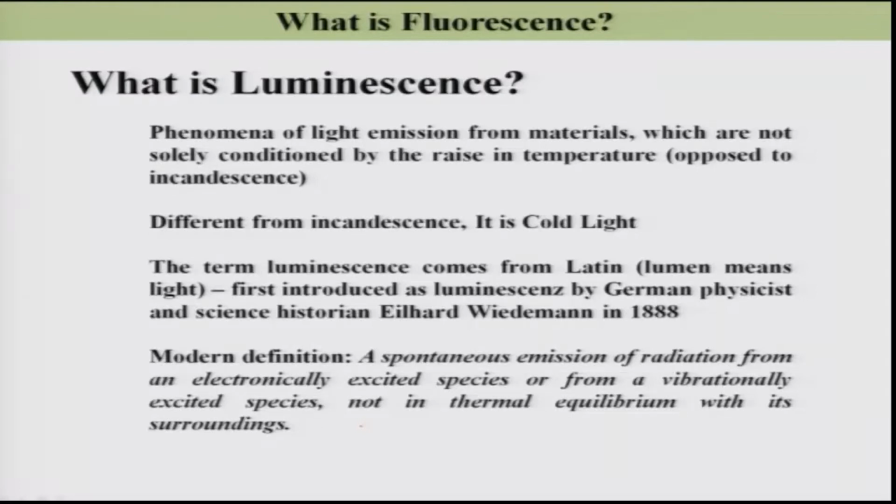The term luminescence comes from the Latin word lumen, which means light, and was first introduced by the German physicist Wiedemann in 1888. The modern definition of luminescence is a spontaneous emission of radiation from an electronically excited species or from a vibrationally excited species which is not in thermal equilibrium with its surroundings. As time goes on, we will understand the actual meaning of this ultra modern definition of luminescence.